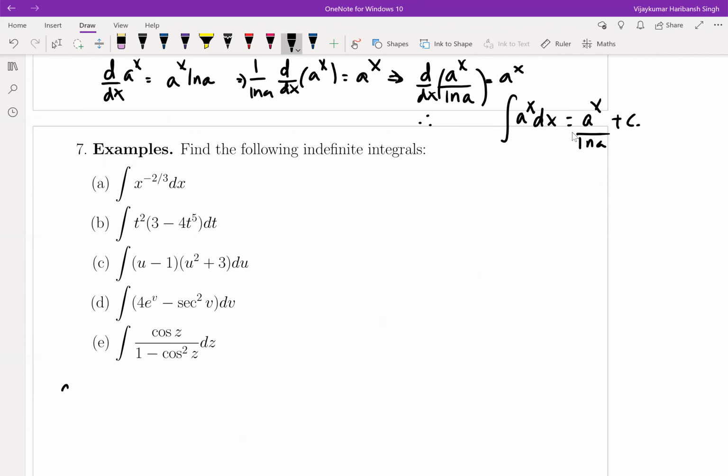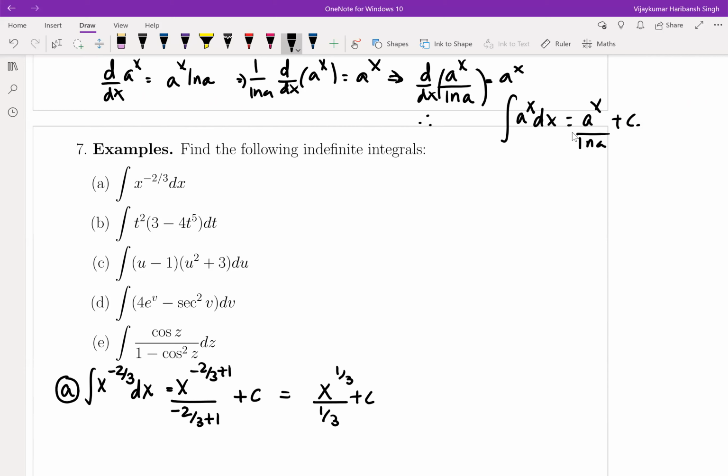So again, first one, we have x to the power minus 2 by 3 dx. In this case, we'll use the power rule, which is going to be x to the power minus 2 by 3 plus 1 divided by minus 2 by 3 plus 1 plus c. And if you simplify this, this is going to be x to the power 1 by 3 divided by 1 by 3 plus c. And that can be written as 3 times x to the power 1 by 3 plus c.